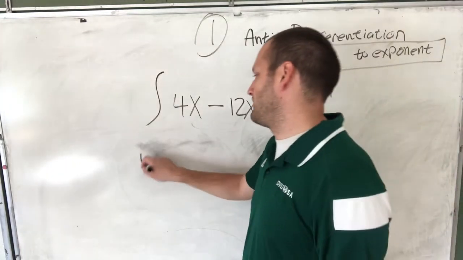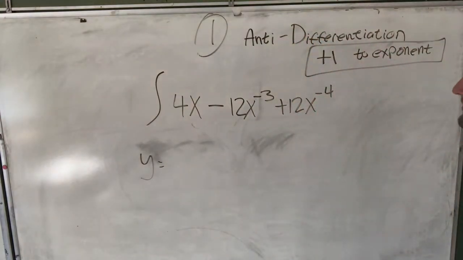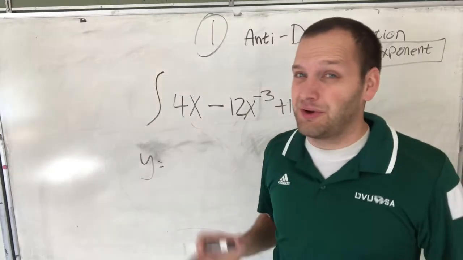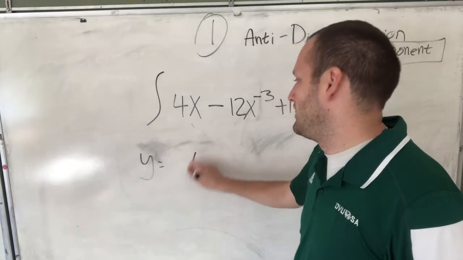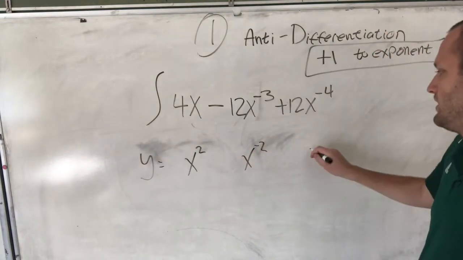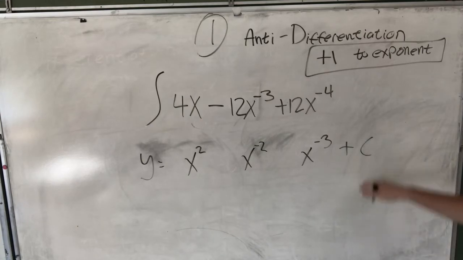All right, you should have paused the video. We are now going to go over the answer. You should have got the answer by yourself. All right, so we add 1 to each of the exponents. That's the first thing I always do. I always go through and add 1 to the exponents. Gives me x squared, gives me x to the negative 2, gives me x to the negative 3 plus c. We don't know what c is, could be anything.